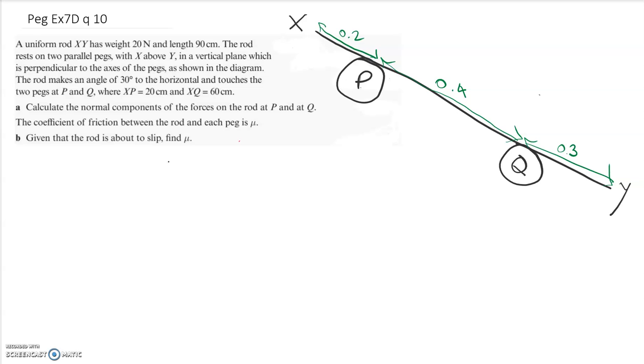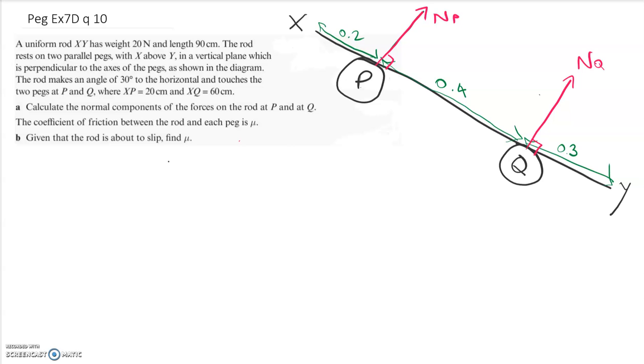Here we have a uniform rod and it's resting on these two pegs, not on the ground. So I'm not going to draw a reaction at Y, but I will have two normal reactions. We usually use N for pegs. So I'll call this NP, and the second one here, which I'm going to call NQ.